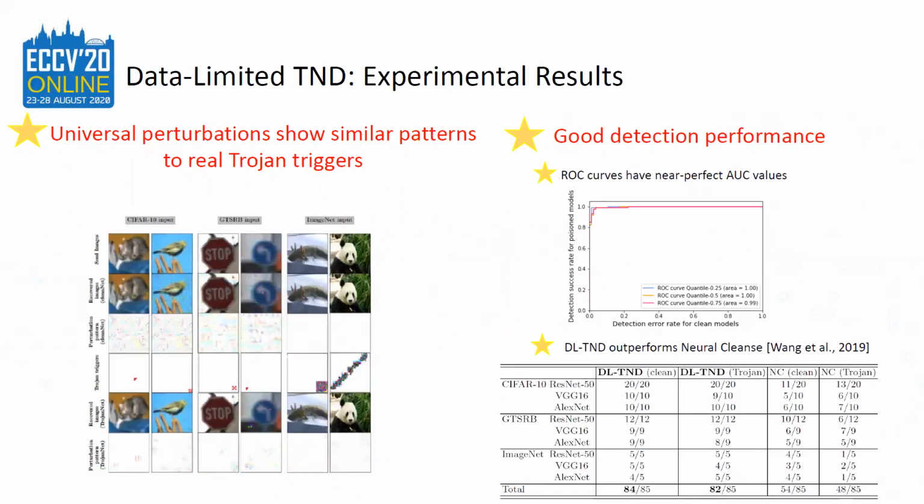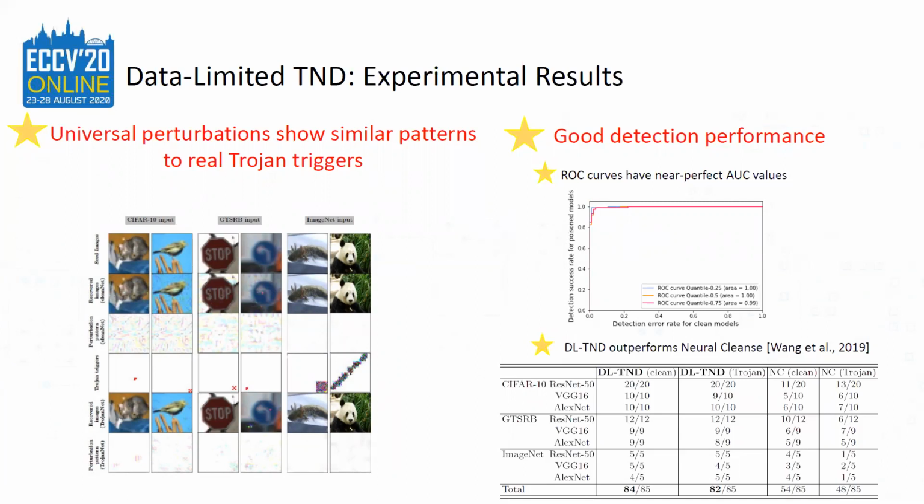Here we show some of our results. The left figure shows the universal perturbations we found under target classes of Trojan models and some classes of clean models. One can see that the perturbations show similar patterns of the real Trojan triggers under Trojan models, while clean models do not have such property.